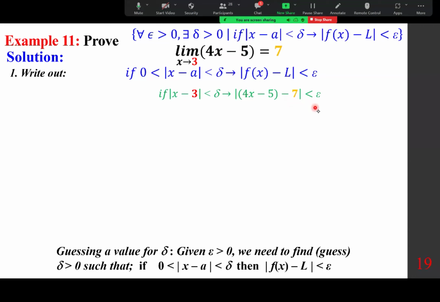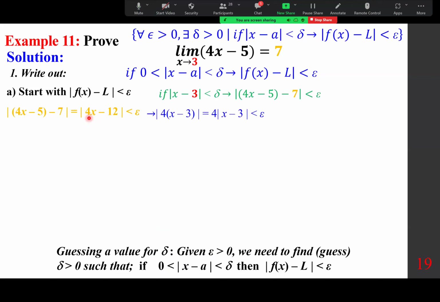The idea is to find a relationship between epsilon and delta by manipulating the second part to look like either this or multiples of that. So we start always with the second part, and that is absolute value of 4x minus 5 minus 7, which gives us absolute value of 4x minus 12 less than epsilon. We notice we can factor the 4 out. Now, whether you keep the 4 inside or outside, the absolute value makes no difference, because the absolute value of 4 is positive, you can take it out.